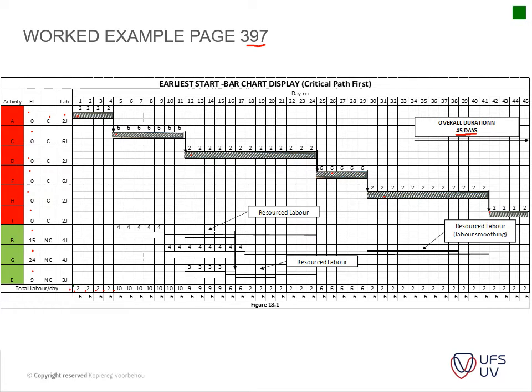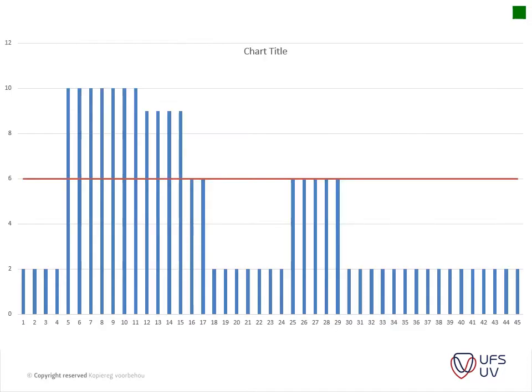And then from this table, you basically draw up a histogram, which is shown in figure 18.2, which indicates your peak demand. So it's very easy. You can see here in your histogram where you actually have the amount of laborers that you need. So you can see you start out with only 2, and then on day 5 it peaks at 10, 7, and so forth.